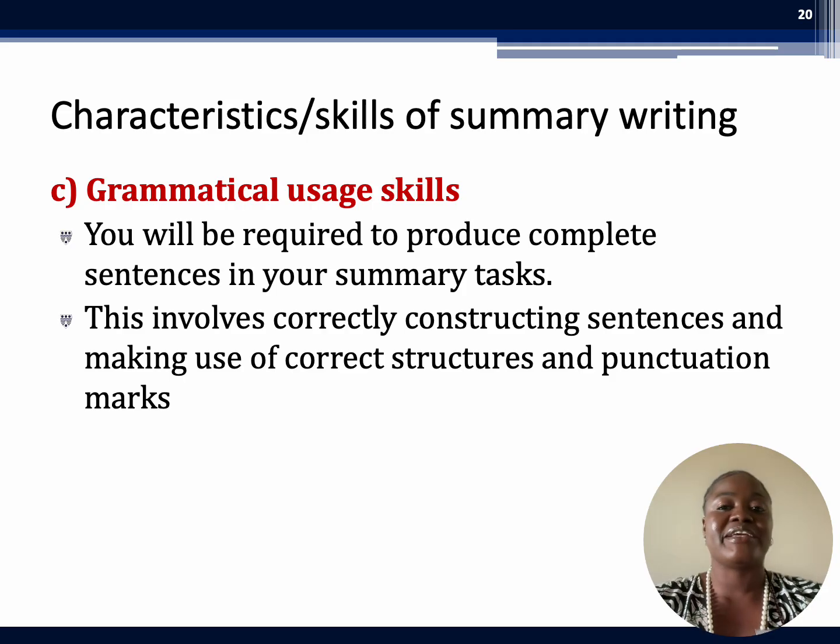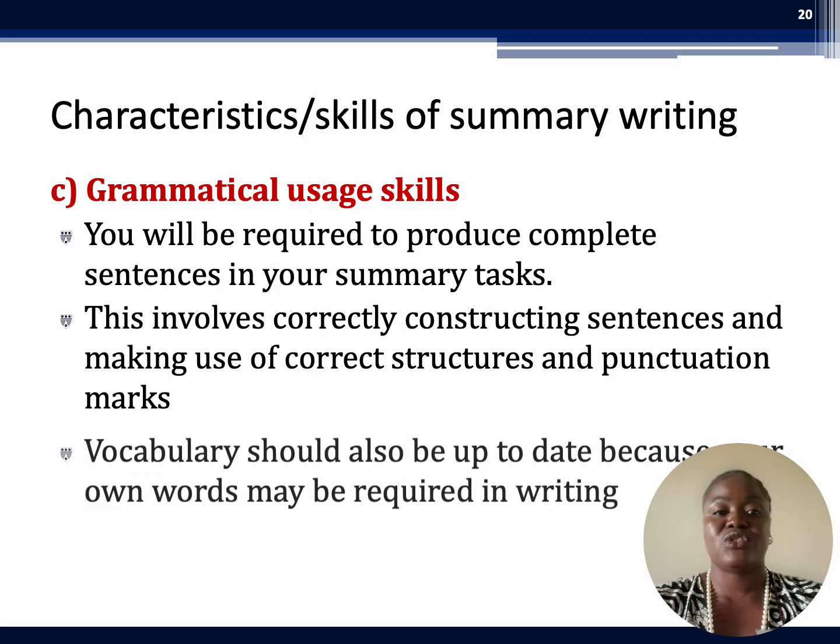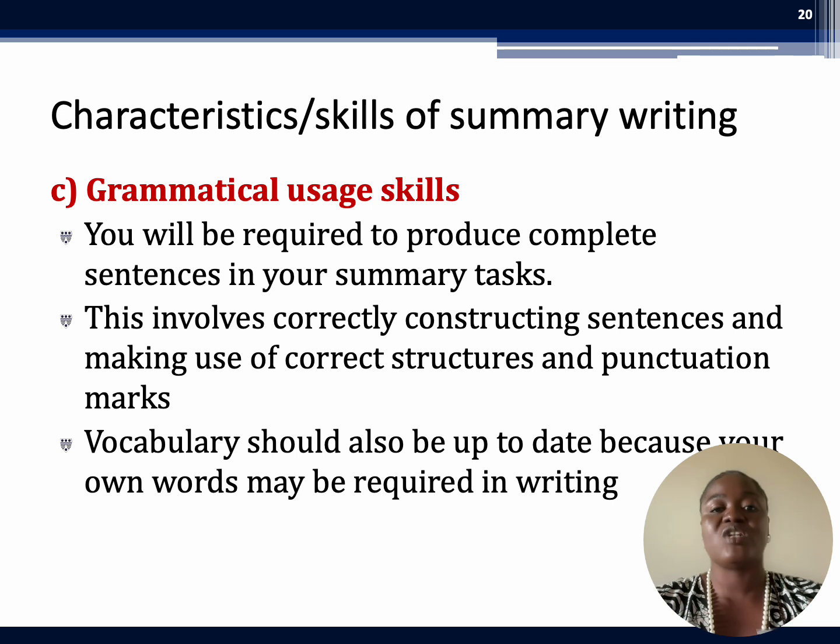Now, what are some vocabulary considerations that you need to have? Use words that you understand completely and choose precise rather than impressive words when writing your summaries. And while doing this, try to maintain appropriate formality level. All right, so know your audience and the purpose for your writing. Do not copy phrases from the original text. Try to put them in your own words. If you put this to mind, your grammatical usage skills will be top-notch.